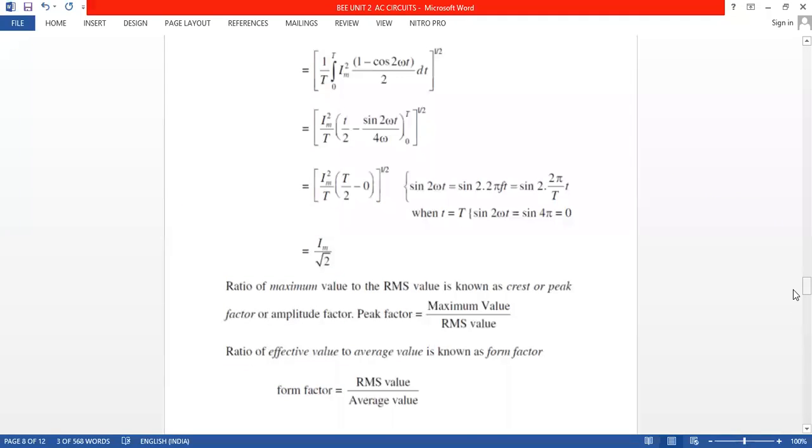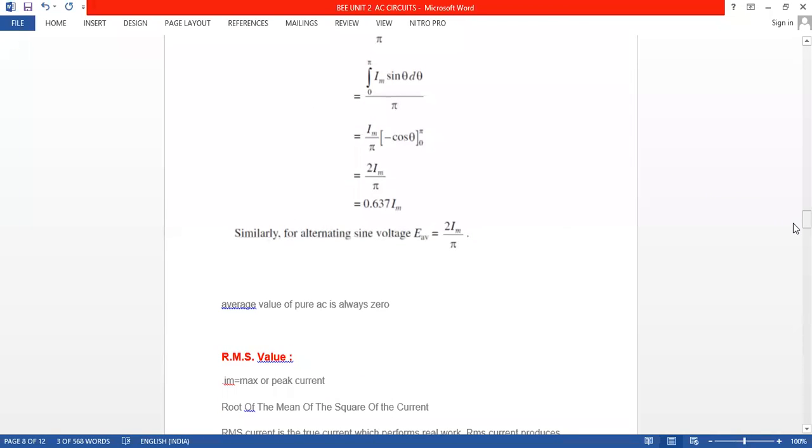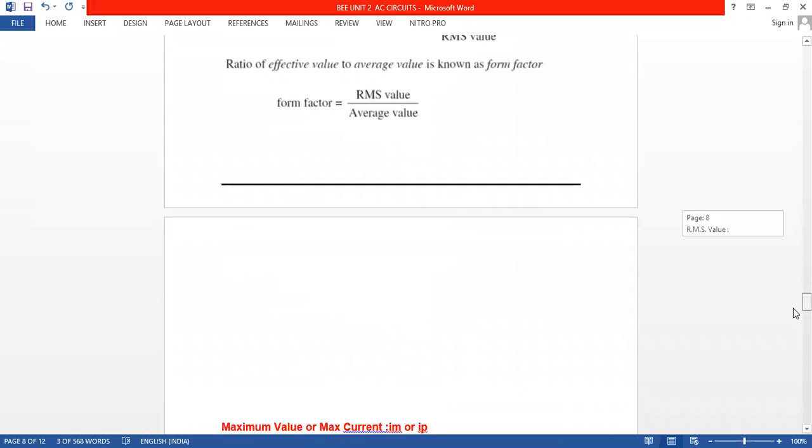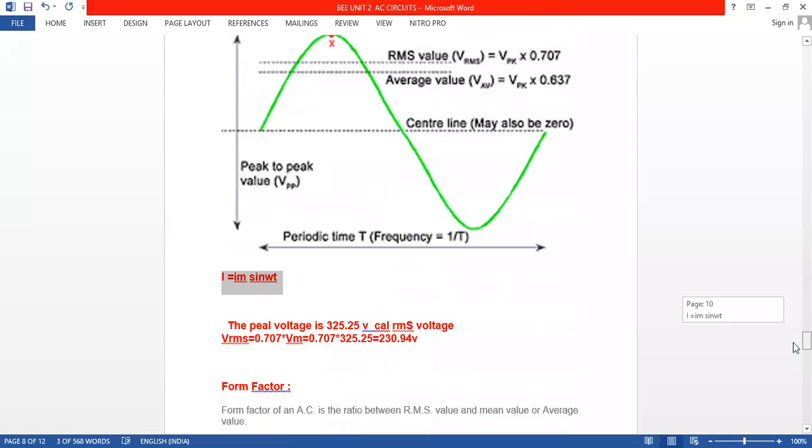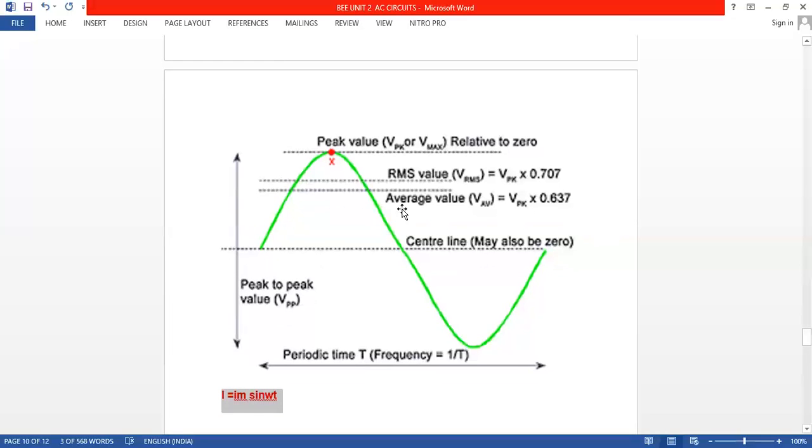So, average current we have taken. Why am I explaining the average current? AC current is a combination of several currents. Look where the average current is shown here, the average value. Average current is a part of the AC current. All of you are able to see this graph now? Yes, sir.